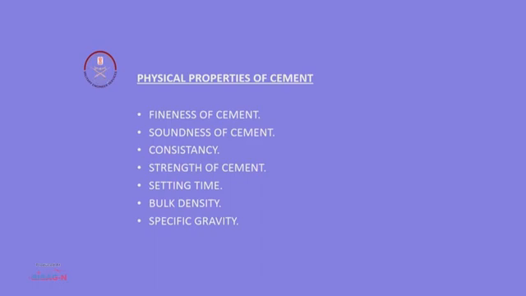Similarly, soundness of cement. Soundness is the property of cement not to shrink on hardening. It is the ability of cement to retain its volume on hardening. The Le Chatelier and autoclave methods are methods of testing soundness. You must have seen that the Le Chatelier method uses a simple mold. We make the cement paste and place it for 24 hours. Then the mold is measured after 24 hours of setting.